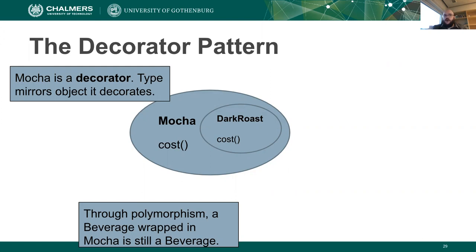That means that through polymorphism, any beverage wrapped in the mocha is still a beverage and can be treated the same way it was before. And that maintains loose coupling. Any beverage wrapped in the condiment is still a beverage. And so the calling program, the client, doesn't need to know what specific beverage it is. It just needs to know that it has a cost method, right?